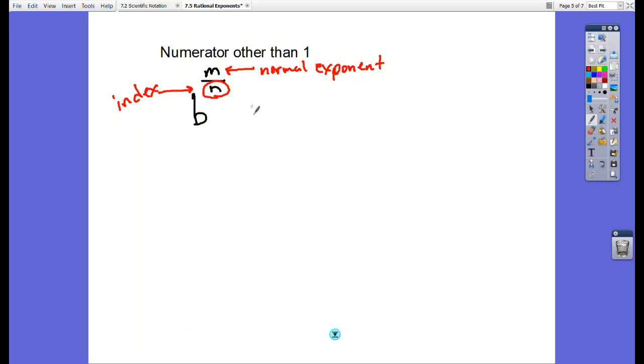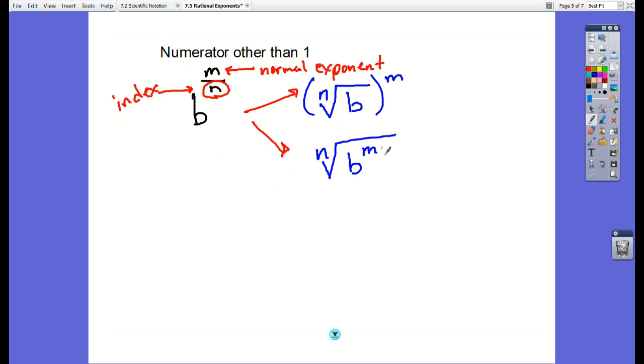We actually have two options. We can write it in two different ways. The first one is you can say you have the nth root of b, and you raise this to the m power. And then the other one is you just move that m, so you could say you have the nth root of b to the m power. These are the same thing, right? And so it's up to you to decide which one you like to use better.